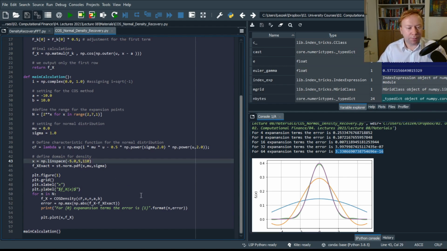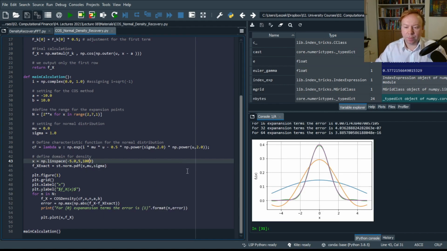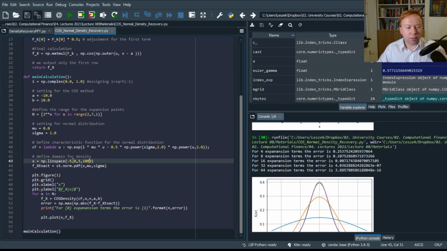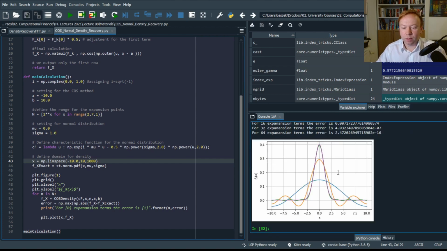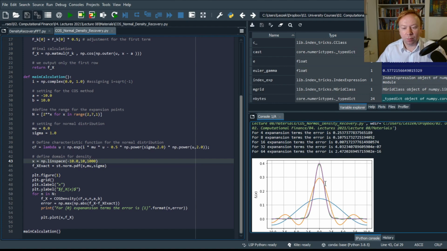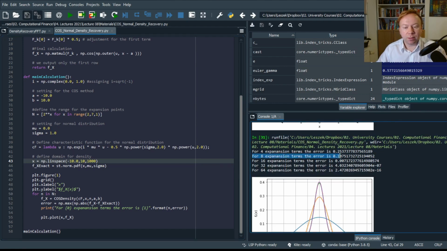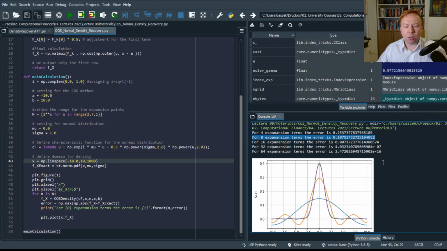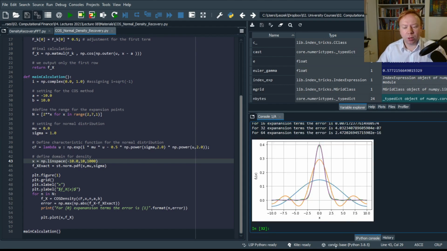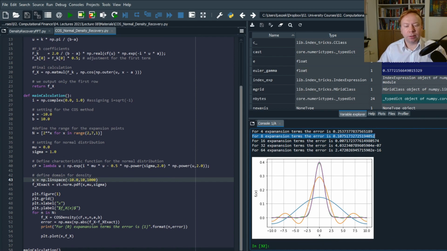Let me see what happens if we have 1000 terms. It's still 10 to minus 16. Let's also try to expand our domain, so it's minus 10 to 10. Let's see how this affects the results. And you see that maybe you can see a little bit more oscillation in the density with a fewer number of terms. This is something that is also present in the COS method, because it's an expansion, you may also see some kind of Gibbs phenomenon.